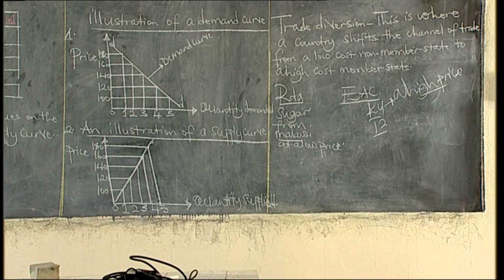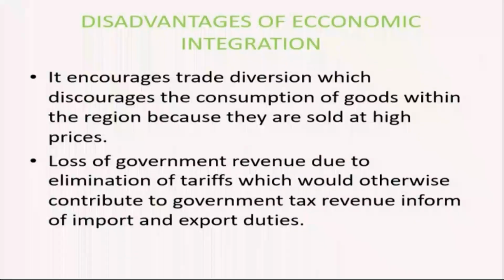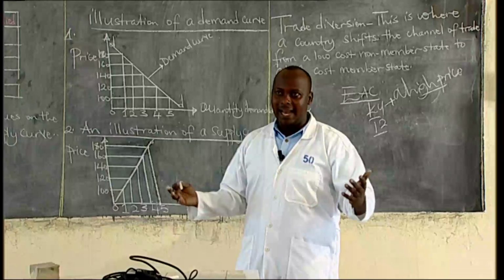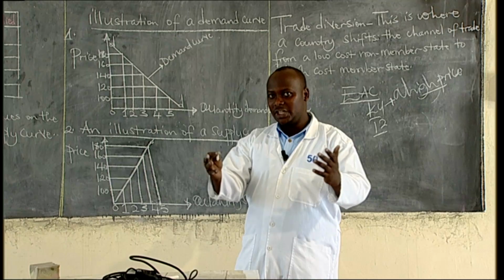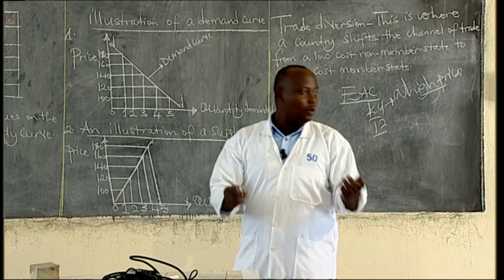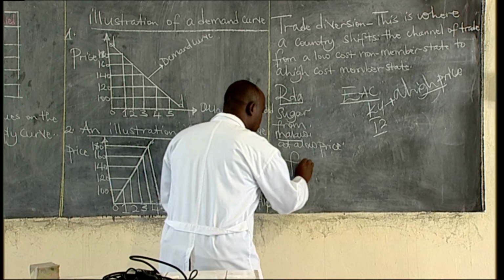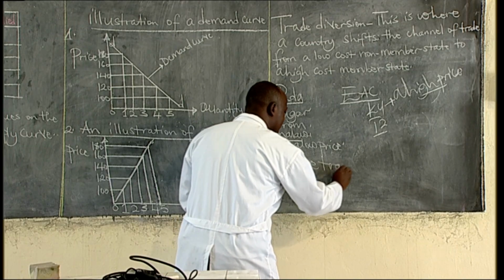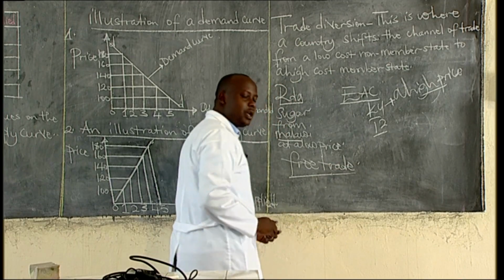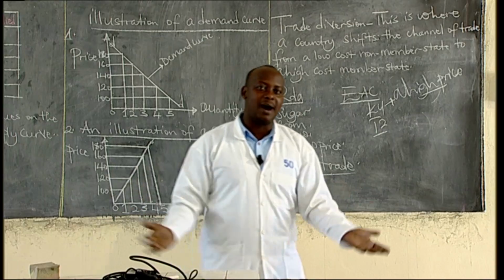The next disadvantage: loss of government revenue due to elimination of tariffs, which would otherwise contribute to government tax revenue in the form of import and export duties. Remember, learners, what we learned in the stages of economic integration. We talked about free trade, and we said in the stage of free trade, they remove trade barriers.